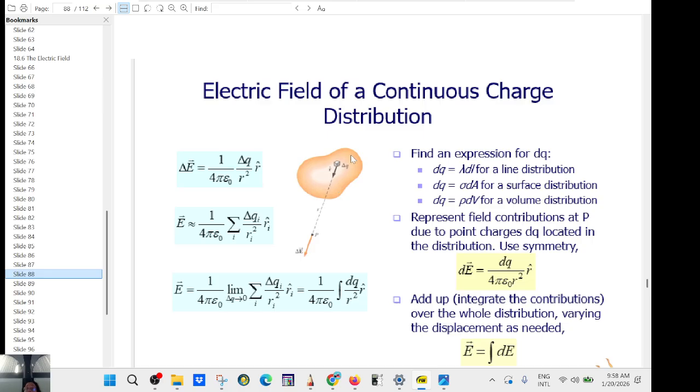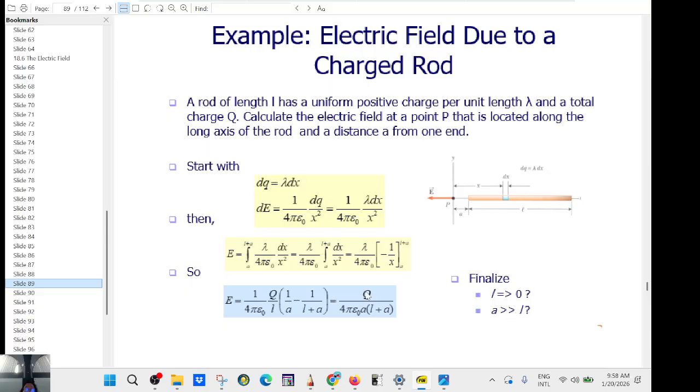And then because it's a continuous distribution, the sum will turn into an integral. With an integral, you want to make sure to have the right integration variable. It could be a line integral if you have a linear distribution, a surface integral if it's over a surface, or a triple integral if it's over a volume. Are you with me?